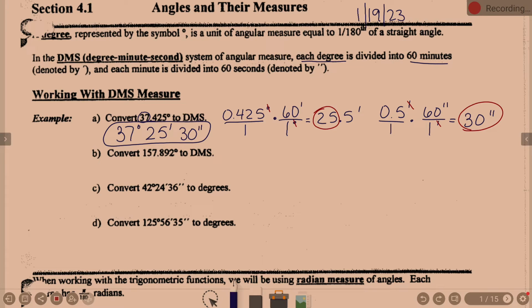So 37 and 425 thousandths degrees is equivalent to 37 degrees, 25 minutes, and 30 seconds. So what would you use this for? I feel like latitude and longitude is where I see it most, like measuring distance. Degrees are pretty far apart, but if we're going to get specific, a degree covers a decent sized distance. So I break it down into minutes and seconds.